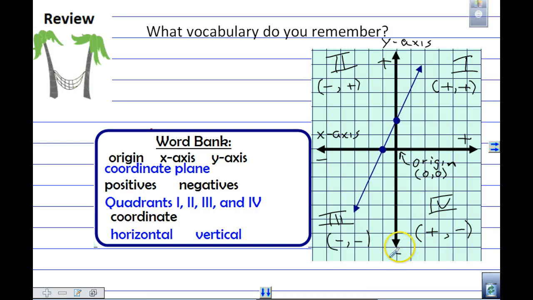And we do know up and down means vertical, right? And horizontal is left and right, straight. Just a good reminder.